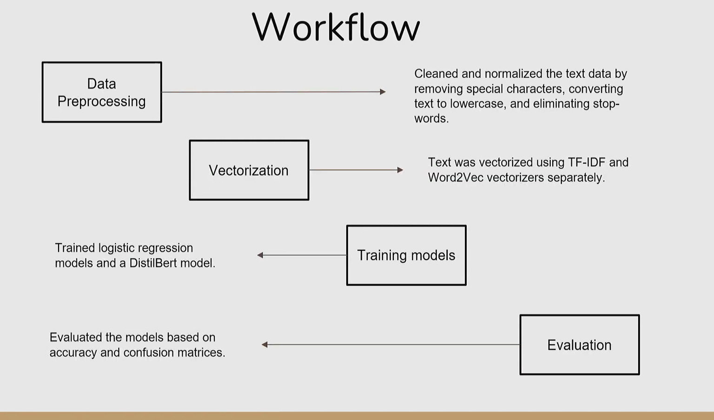This is my workflow. Firstly, I pre-processed the data, cleaned the data by removing the special characters, converted to lowercase, and eliminated stop words. Then vectorized using TF-IDF and Word2Vec vectorizers separately. And then I trained logistic regression on TF-IDF vectorized data as well as Word2Vec vectorized data in order to understand how differently the results are, like how the accuracy changes based on the type of vectorization. And I've also trained a DistilBERT model and evaluated based on accuracy and confusion matrices.